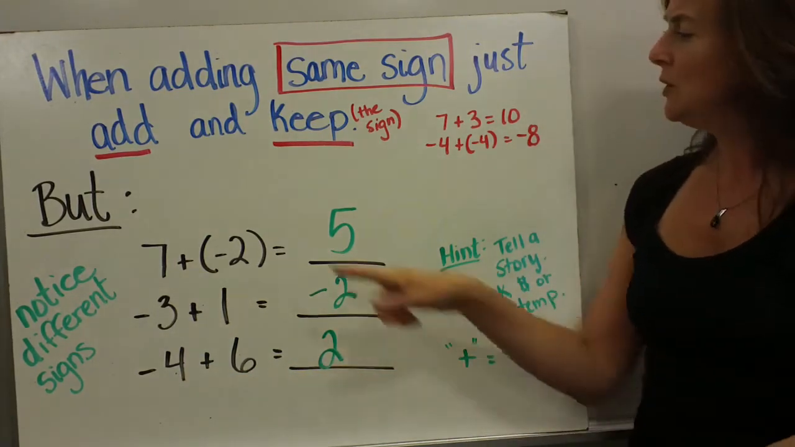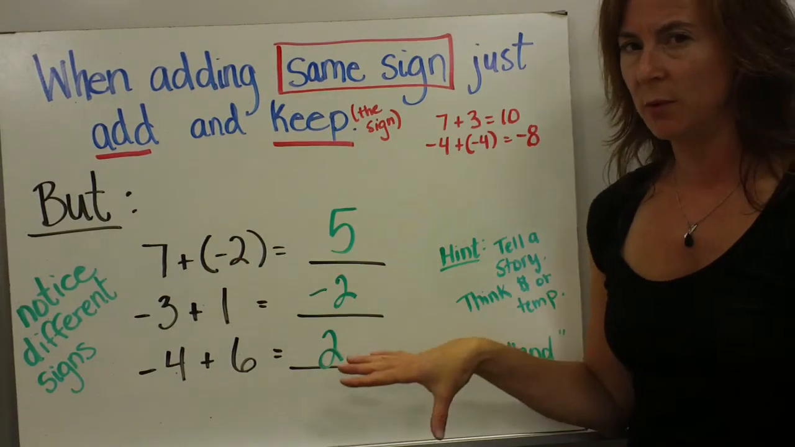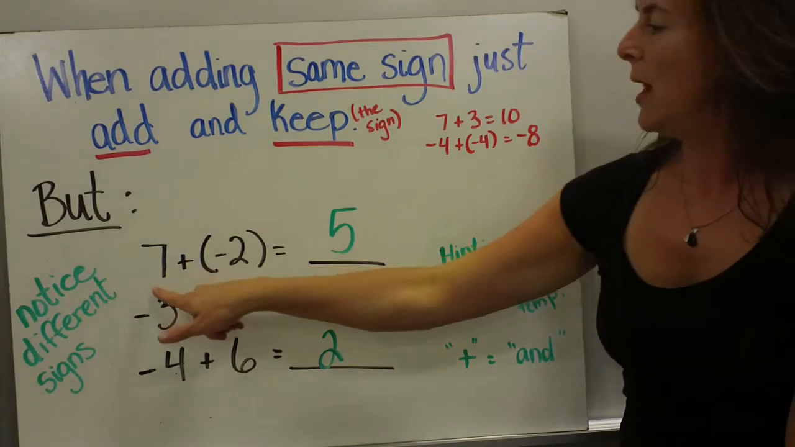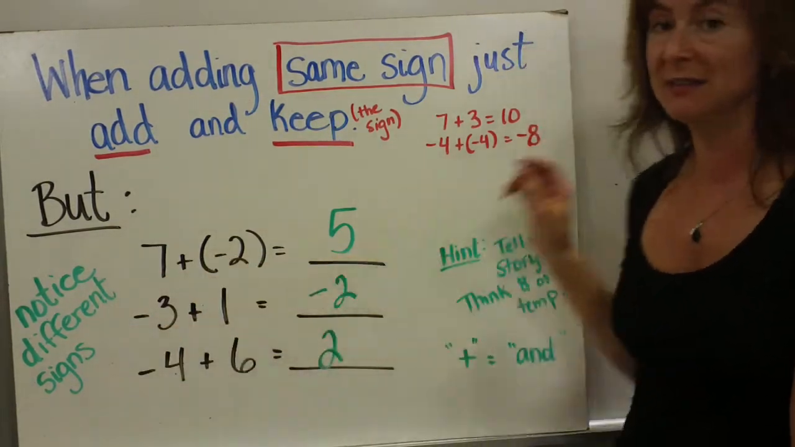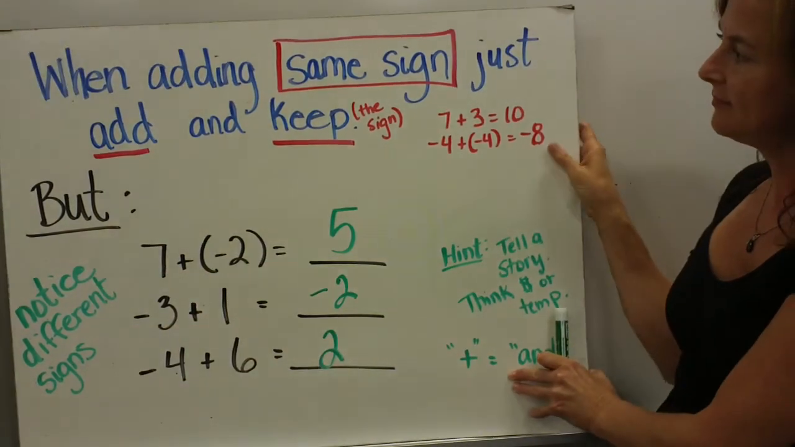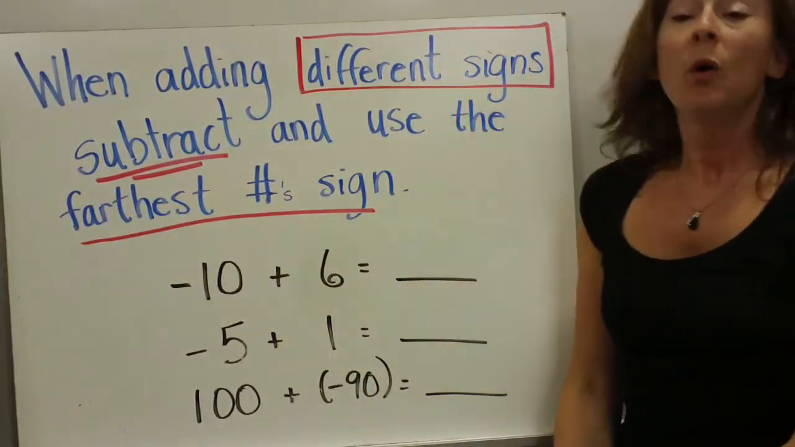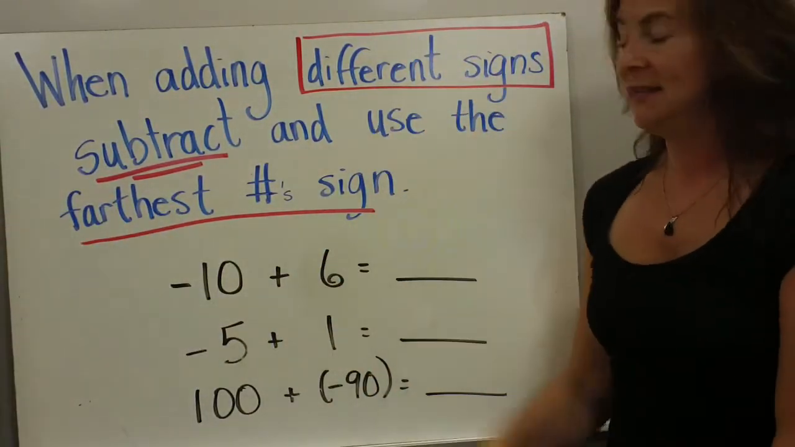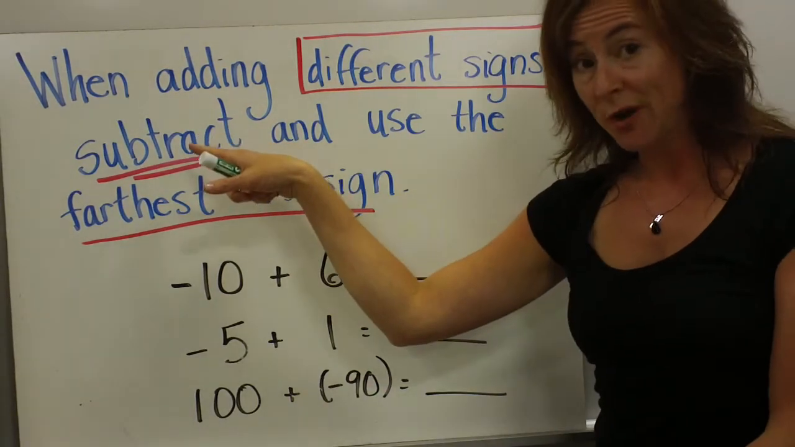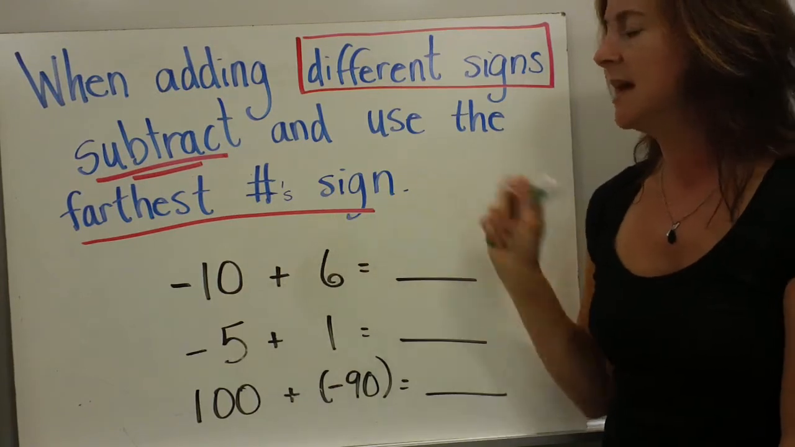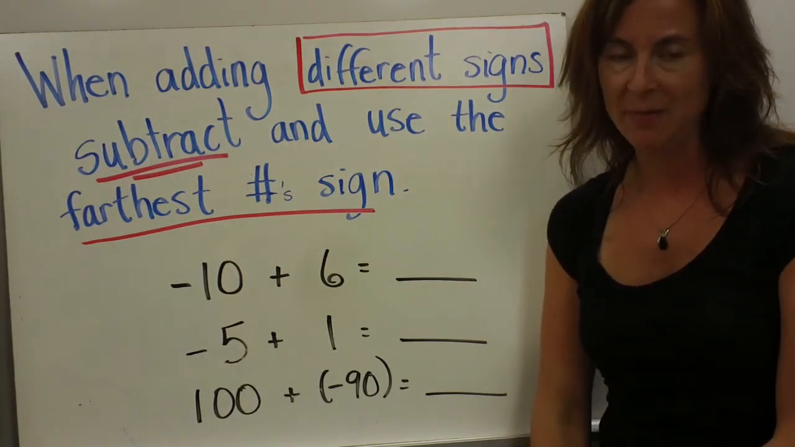In this case, you'll notice this isn't as straightforward. The story helps, but let's take a look at the rule when we have different signs. When adding different signs, you're going to subtract and use the farthest number's sign. What in the world does that mean? Let's take a look.